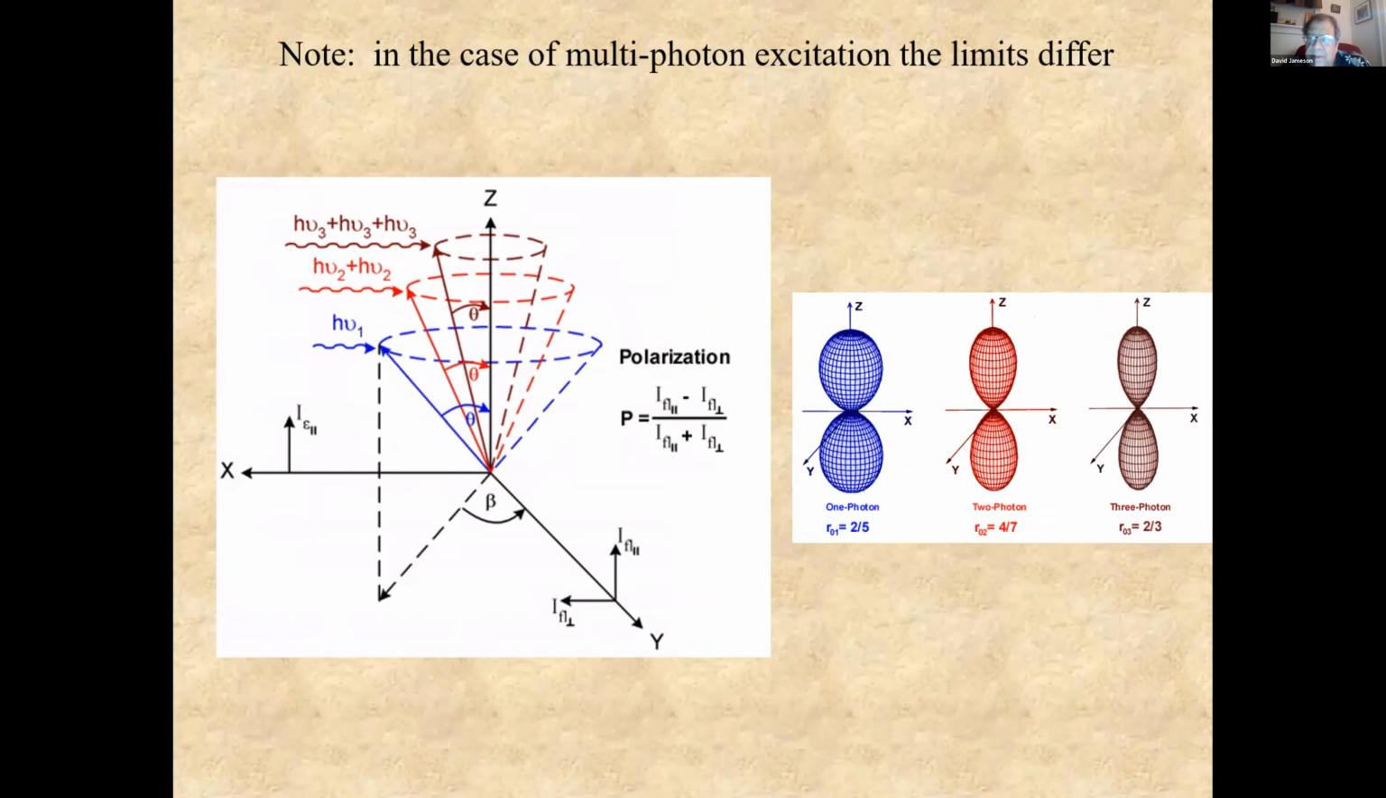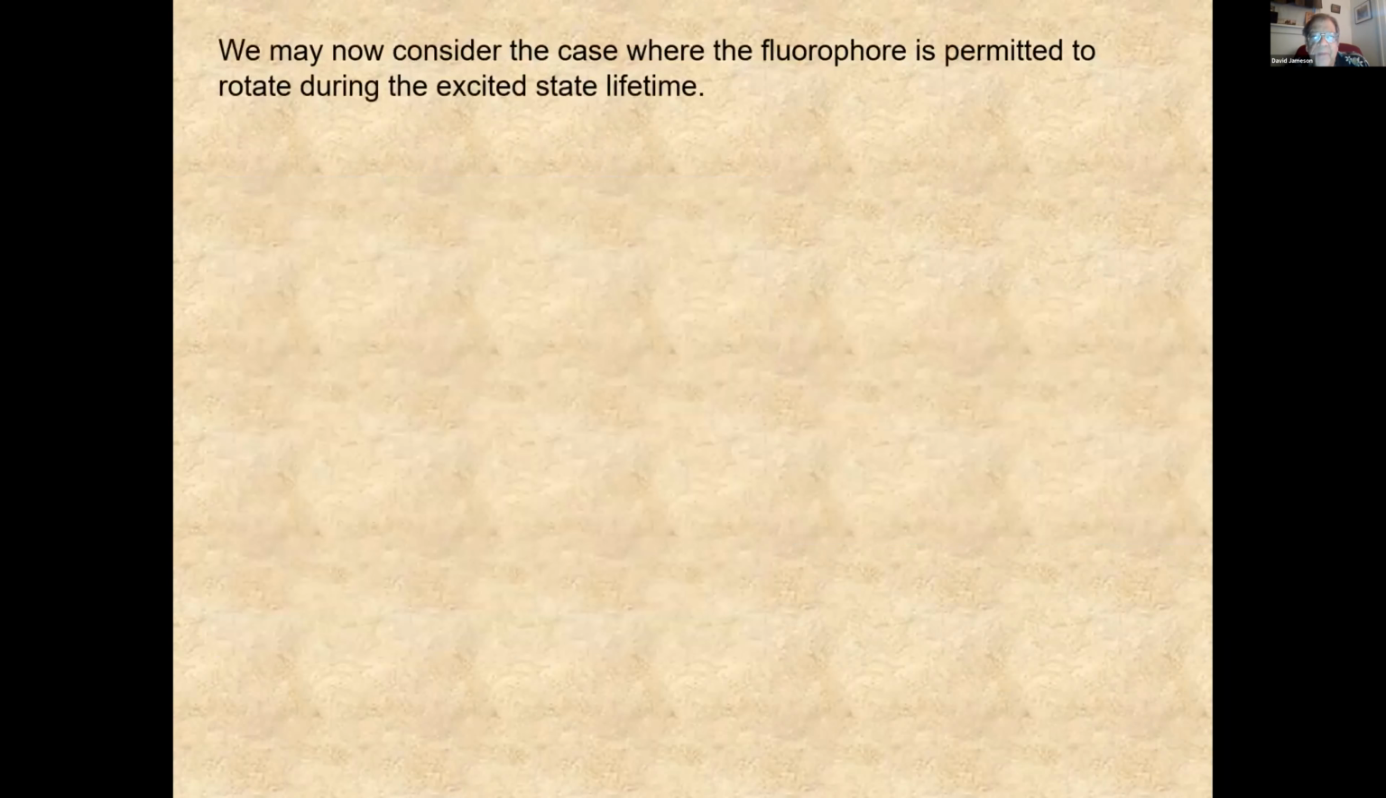Now, in many cases nowadays, you might be doing multi-photon excitation. You hear a lot about 2-photon excitation in the course. And in 2-photon excitation, you're doing a selection upon a selection, and the limiting polarization is higher, which can be useful. We see 1 photon, the anisotropy limitation would be 2/5, and 2-photon, it's 4/7, and 3 photons, it's 2/3. So multi-photon excitation actually helps you to get a bigger range for polarizations.